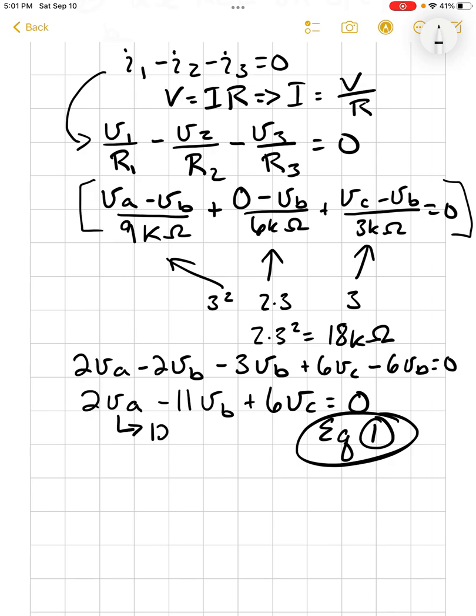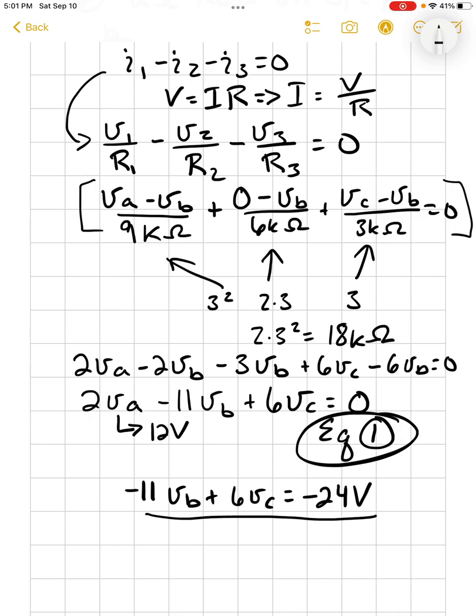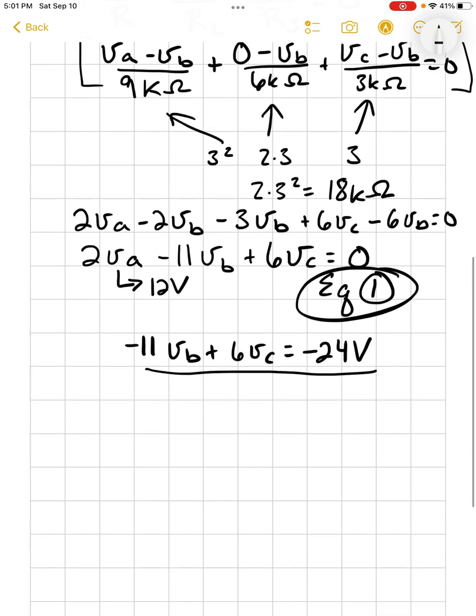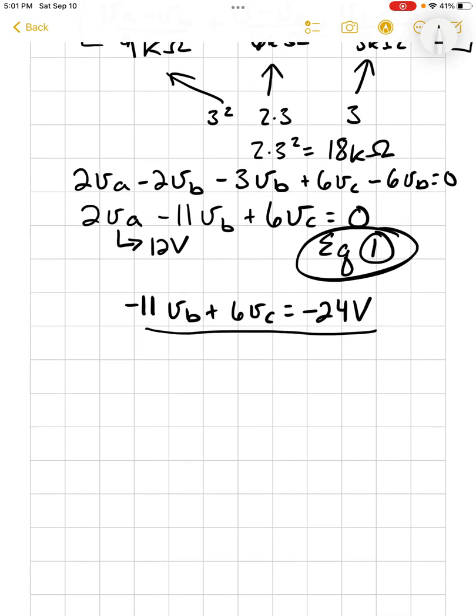VA, we found out, was 12 volts, right? So I'm actually going to plug that in to simplify this equation. And equation 1 will actually be 11 VB plus 6 VC is equal to minus 24 volts. Now you'll notice everything in this equation is in volts, okay? So that's our first equation.